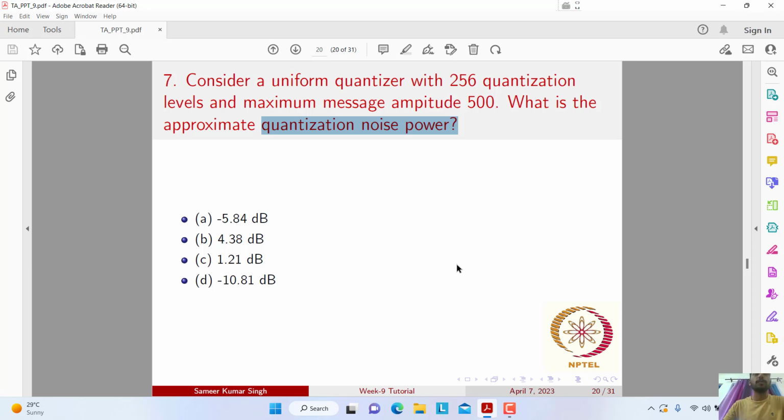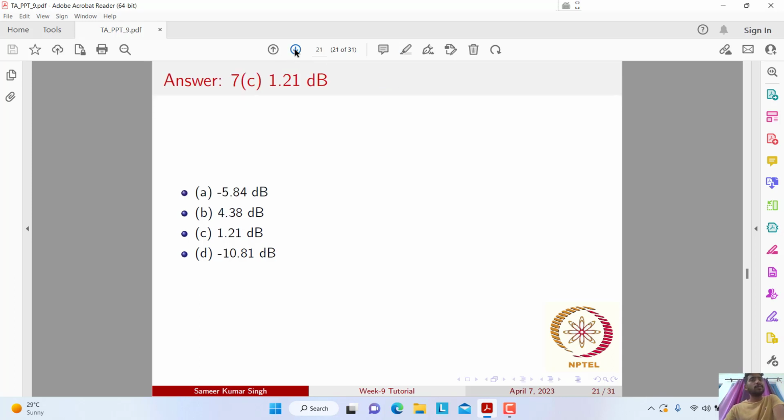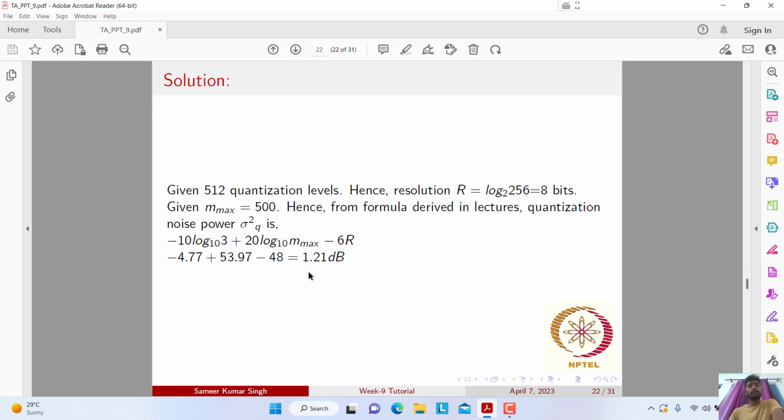Now we'll go for the solution. We have 256 quantization levels and a maximum message amplitude of 500, and we have to calculate the quantization noise power. The answer will be C part, that is 1.21 dB. From the levels we calculate the number of bits: the resolution R is log base 2 of 256, which becomes 8 bits.